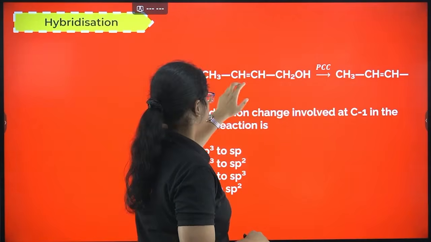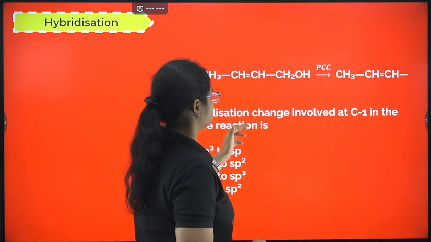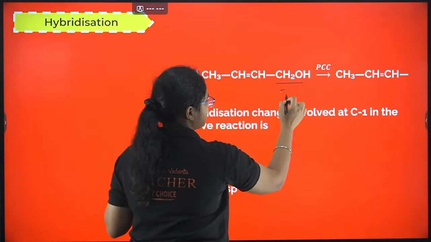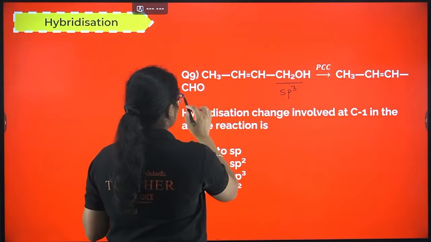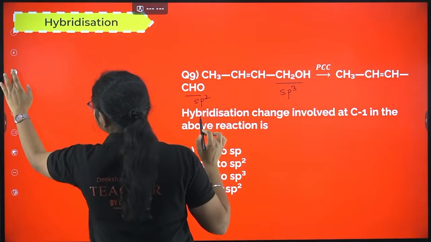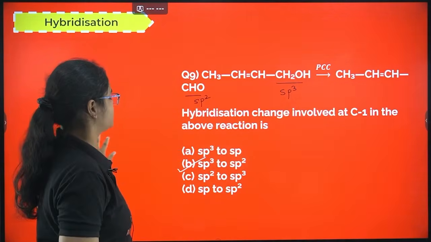Next we have CH3CH2OH with PCC. Hybridization changes involved in carbon 1. If you see, this carbon is having 4 sigma bonds, so it is sp3 hybridized, and this carbon is having 3 sigma bonds, so it is sp2 hybridized. So the hybridization is changing from sp3 to sp2, that is option number B.